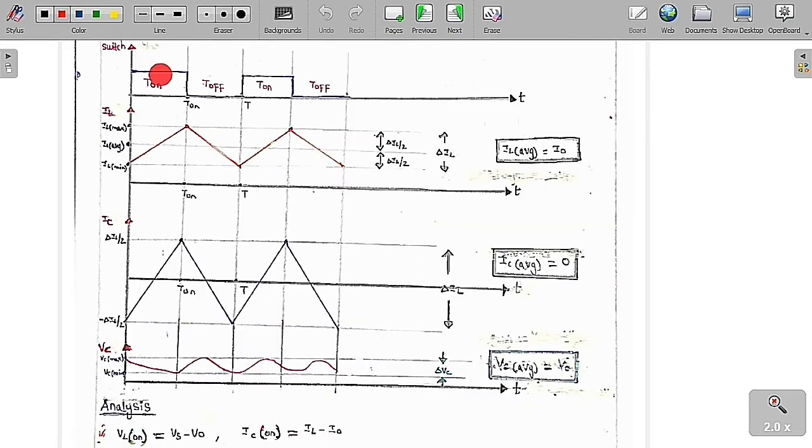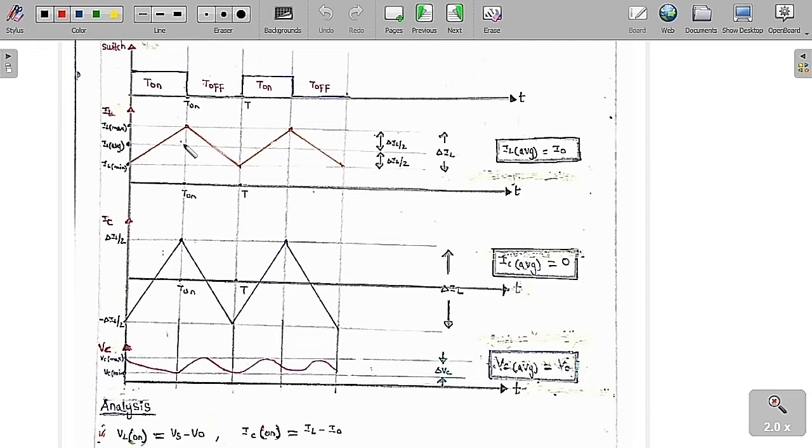When I turn on the switch, what is going to happen? You can see clearly that the inductor is going to get charged. So the inductor current is going to go from a minimum value to a maximum value, from IL minimum to IL maximum, whenever the switch is on. Now the current is going to divide into two components, the capacitor current and also the load current I0.